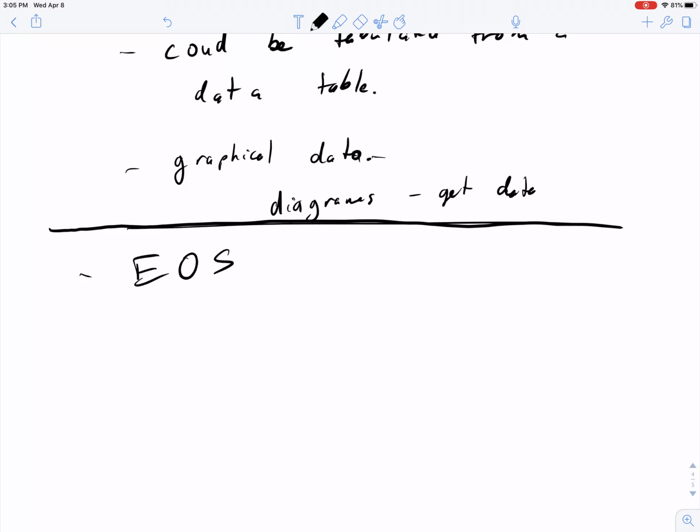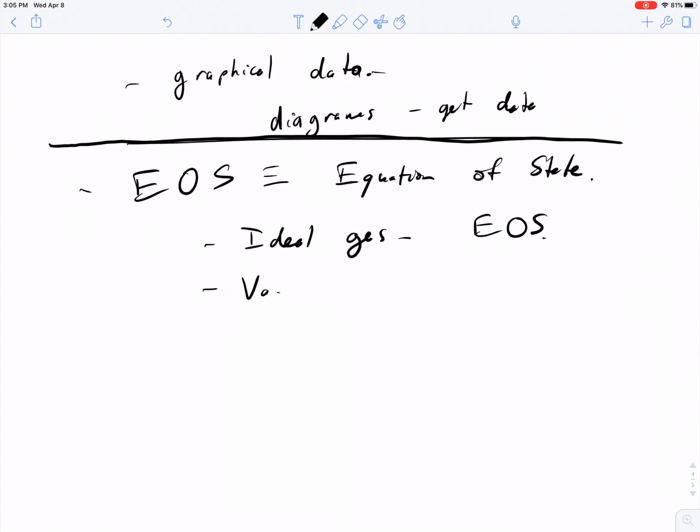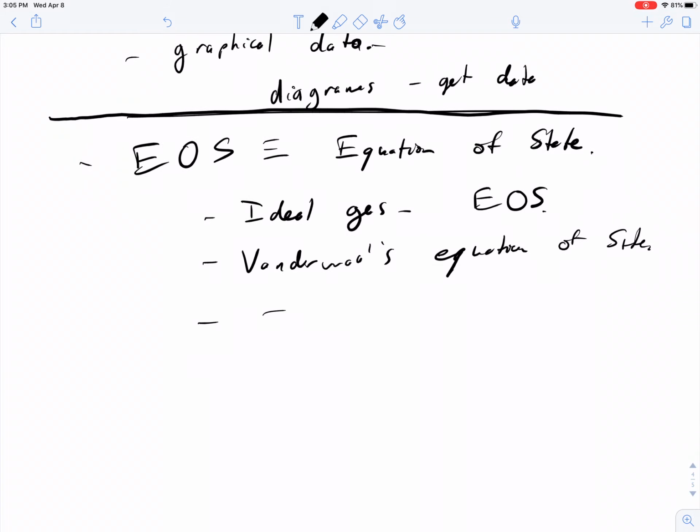What we use for a lot of these thermodynamic relations are EOSs, which stands for equation of state. The ideal gas law is an example equation of state. Another one that we're going to study is the van der Waals equation of state. This is in a subcategory of general cubic equations of state, and we'll describe what cubic equations of state mean in a moment.